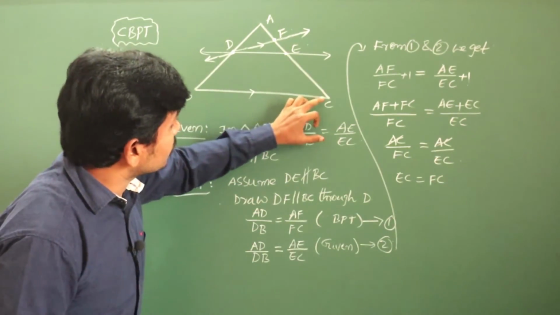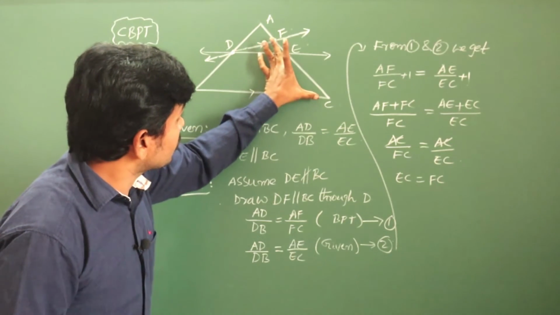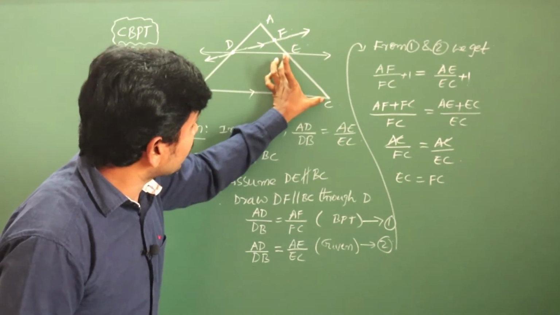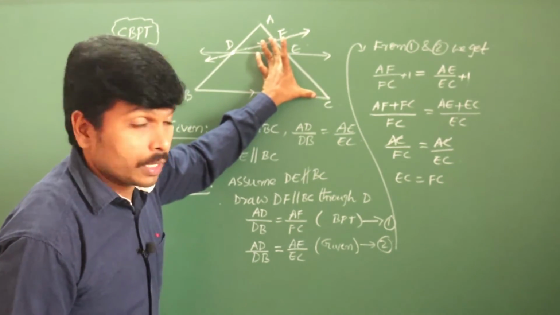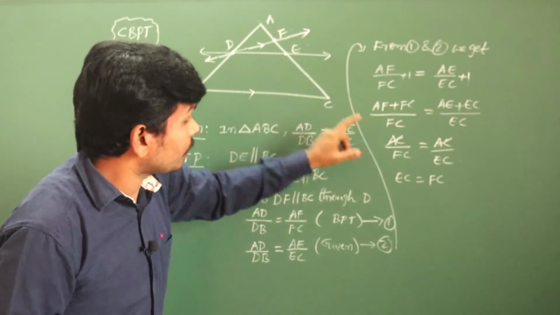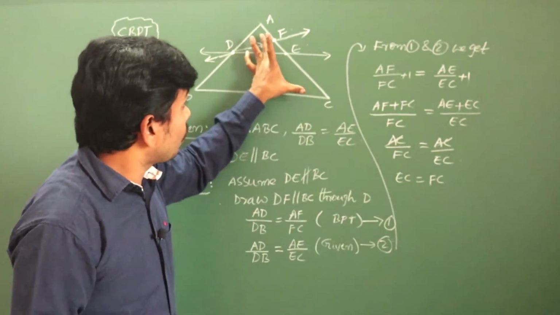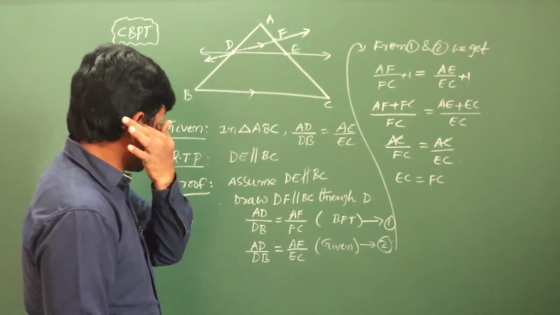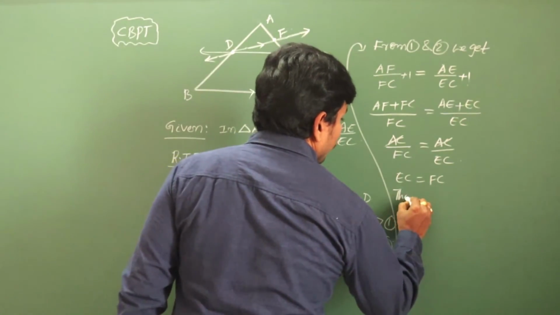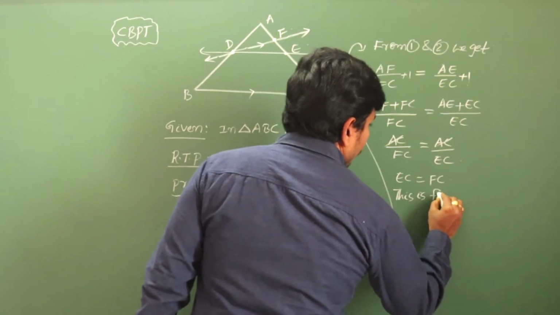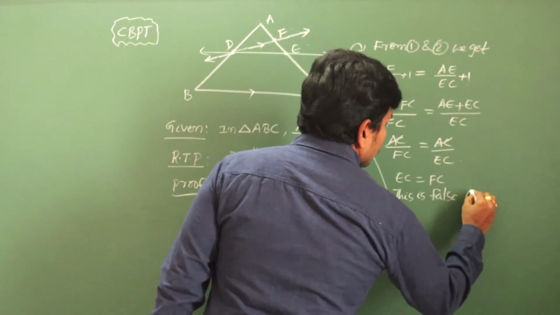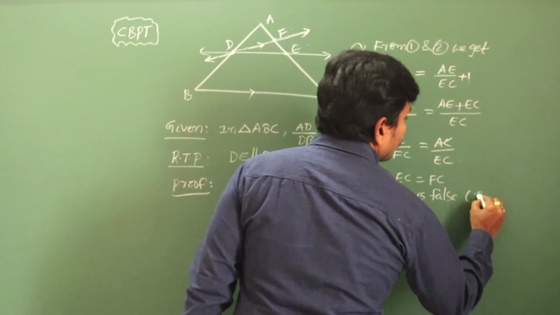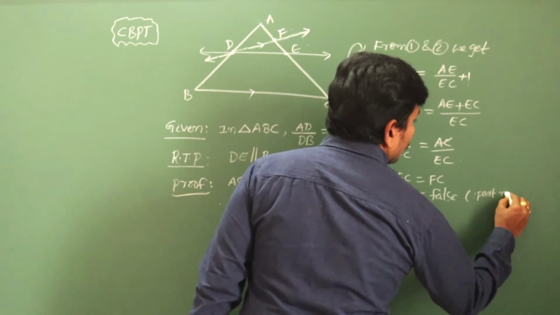Observe, this is EC and this is FC. FC is the whole, and EC is only a part of FC. So whole is equal to part, what did you get? EC equal to FC. This is false, since a part can never be equal to the whole.